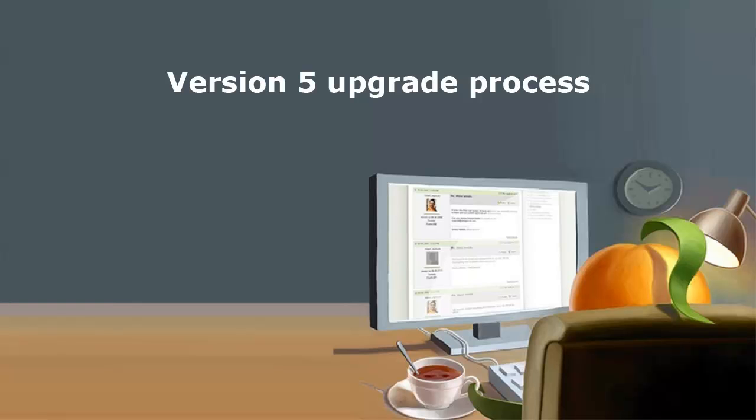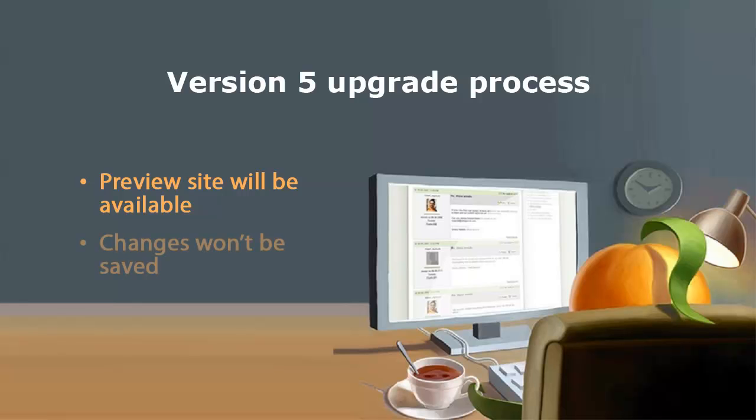So you can get a feel for the enhanced CMS before your site is upgraded, a preview version of your upgraded site will be available from your Wild Apricot dashboard. This preview version is a snapshot of your existing site upgraded to version 5. You can take your new site for a test drive, but any changes you make to the preview version will be discarded when your site is actually upgraded to version 5.